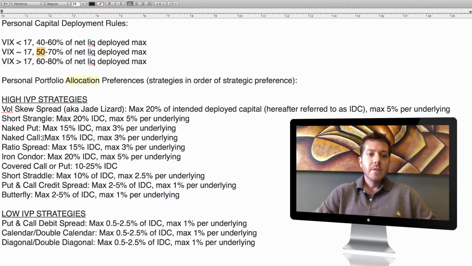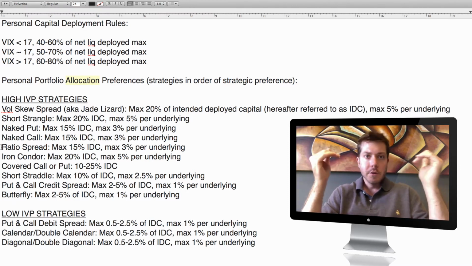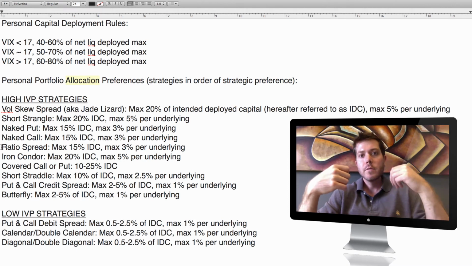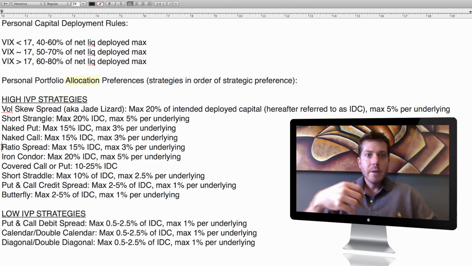And next down the list, naked call, same exact as naked put, max 15% intended deployed capital, max 3% per underlying. Next is a ratio spread. So a ratio spread would be similar to a short strangle, where you have basically you're naked on both sides, but let's say you're 2-to-1 puts to calls, so you sell 2 puts for every 1 call. That would be a ratio spread, or 3 puts to every 1 call, or 5 puts to every 3 calls.